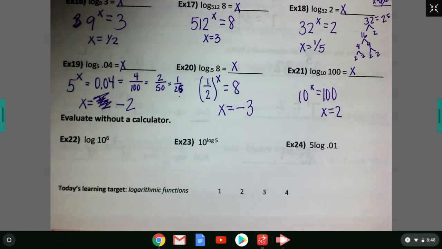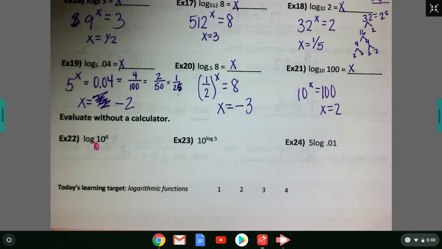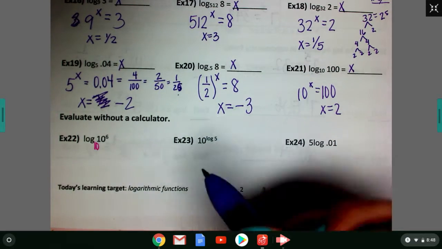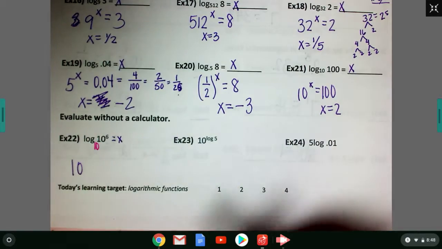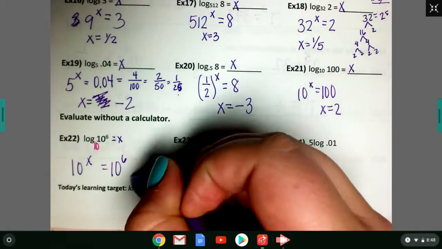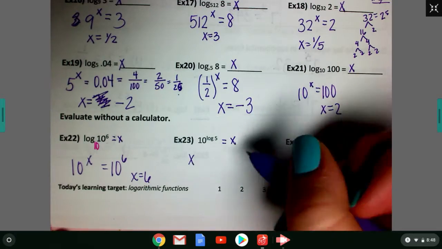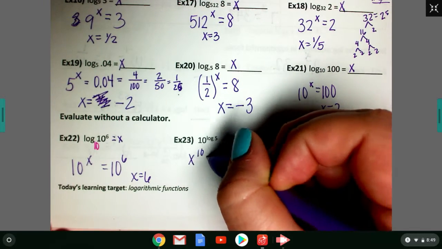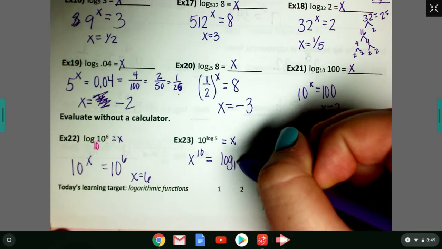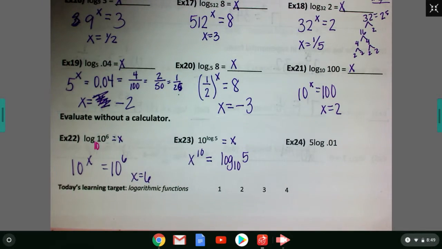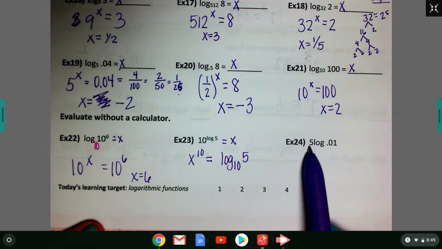Evaluate without a calculator. Log. This one, notice there's nothing down here, so that's going to be a log base 10. So we'd have log base 10 of 10 to the 6th. Well, x equals 6 in that case, because it already gave it to us. Next one, 10 to the log 5. So let's see, 10 to the x equals log base 10 of 5. And then this one here, this 5 out front.